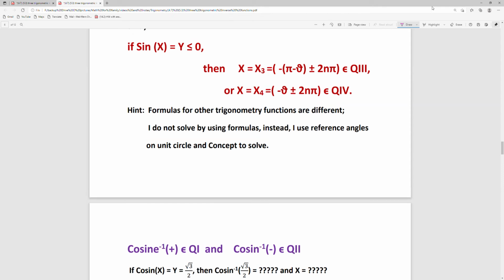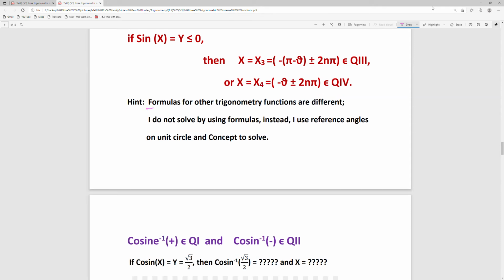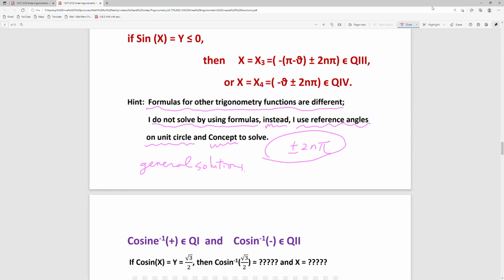So again, I want to emphasize the hint. Formulas for other trigonometry functions are different. I do not solve by using formulas. Instead, I use reference angles on the unit circle and use concepts to solve the answer. And don't forget plus minus 2n pi for the general solution. Sometimes they don't ask you for a general solution. If they don't ask you for general solutions, then you don't add plus minus 2n pi. Depends on what they want.